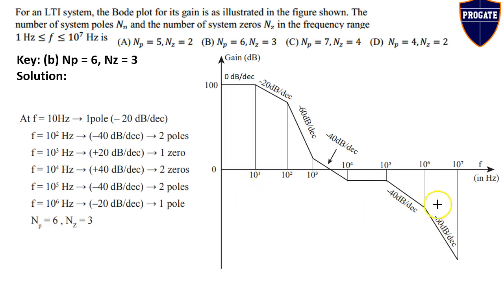So clearly the x-axis is represented with the frequency ranges. 10 power 1 means 10 Hz, 10 power 2 means 100 Hz, 10 power 3, 10 power 4, and this is 10 power 7 Hz.